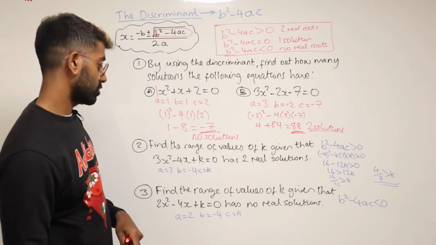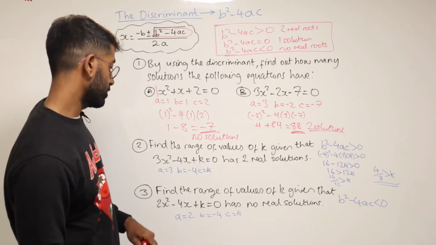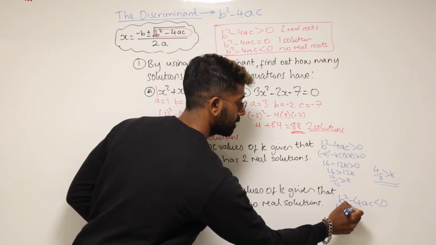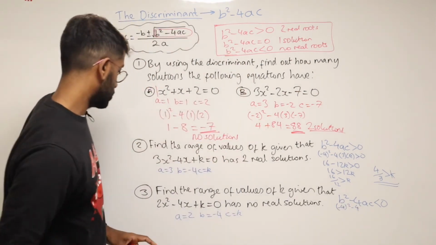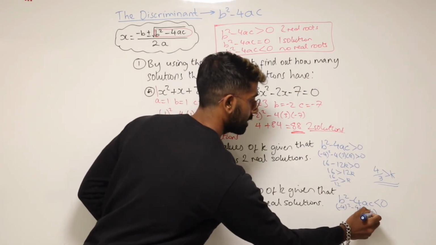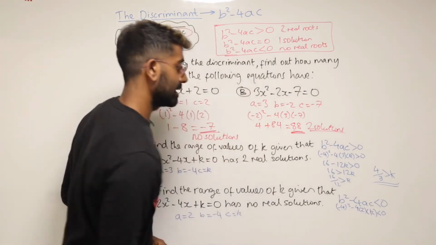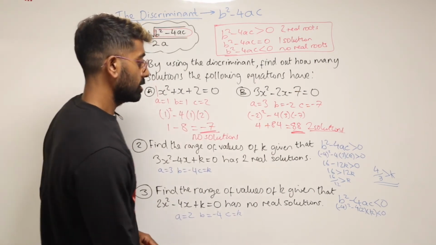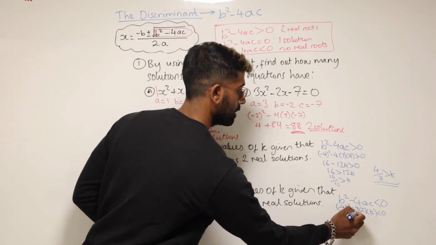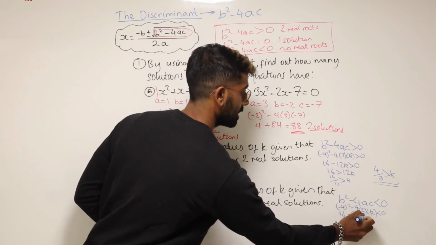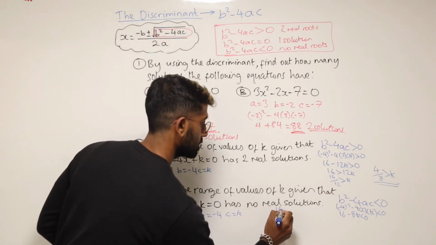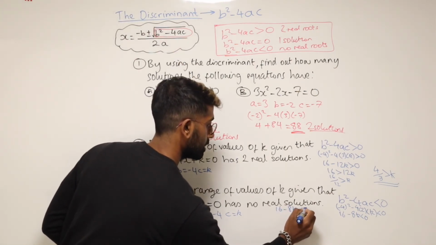So if we start to plug this all in, this time we've got minus 4 squared, take away 4 lots of a, which is 2, so 4 lots of 2, times by k is less than 0. So that there is going to give me 16 minus 8k. This time is less than 0. I'm just going to bring this over here. So we've got 16 minus 8k is less than 0.